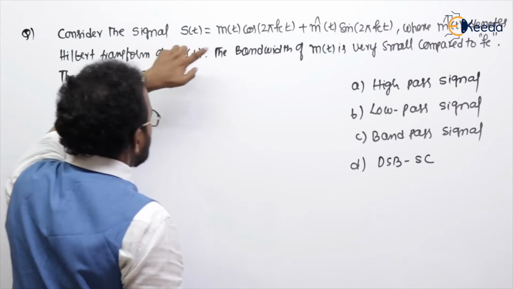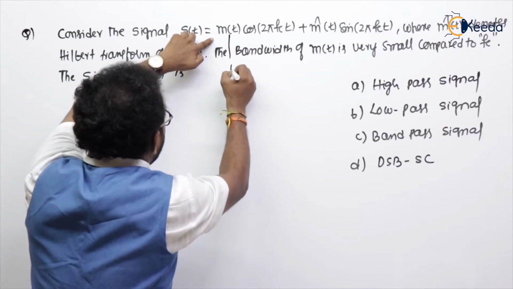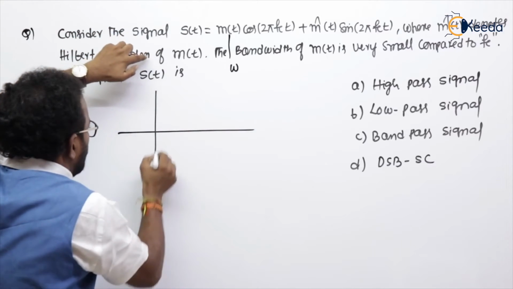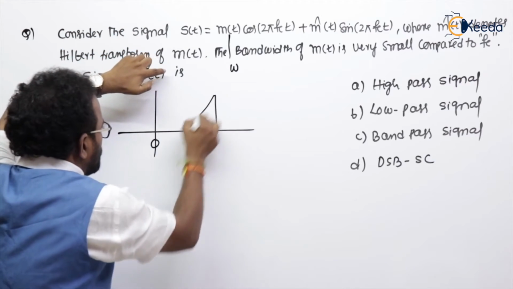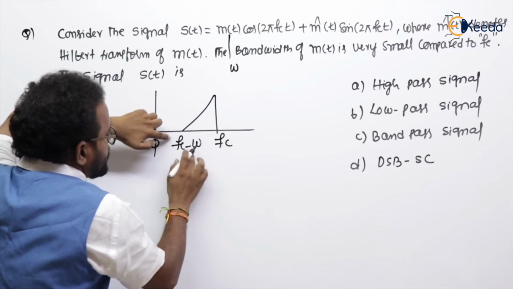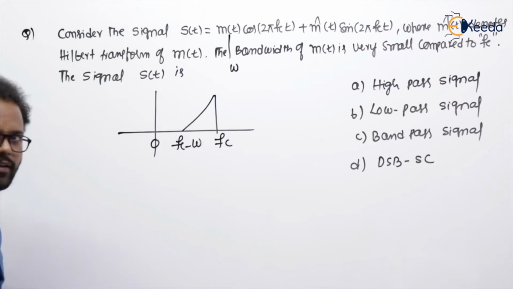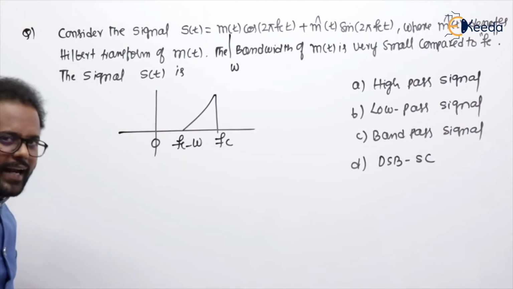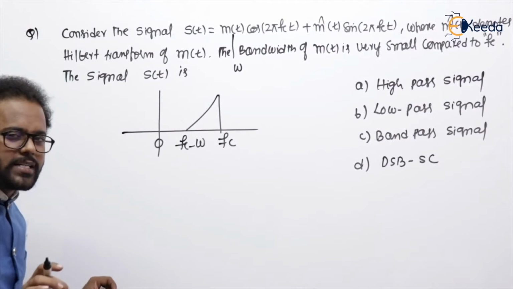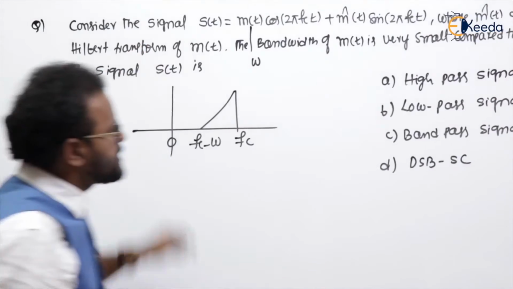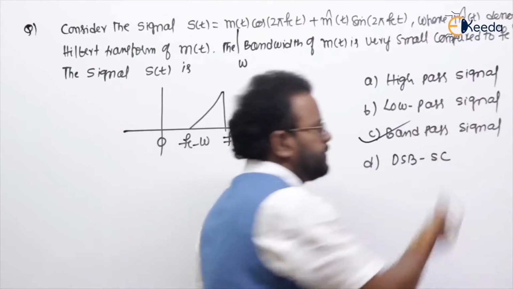Suppose the message bandwidth is omega. This is SSBSC with lower sideband. Any shape you can take. It has components from fc minus omega to fc. Any modulated signal will exist in a specified band, so every modulated signal is a band pass signal. Of course, this is a band pass signal.